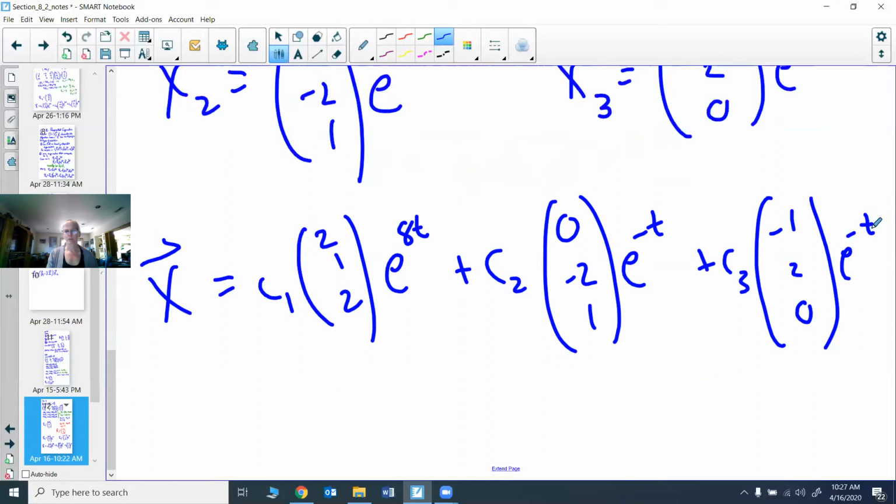This is a situation where we get linearly independent, even though we had multiplicity 2, we got linearly independent eigenvectors. And that's it for solving this case.